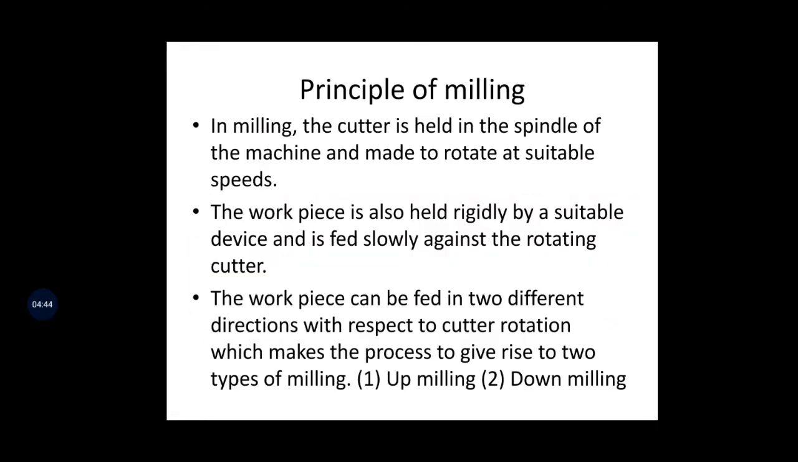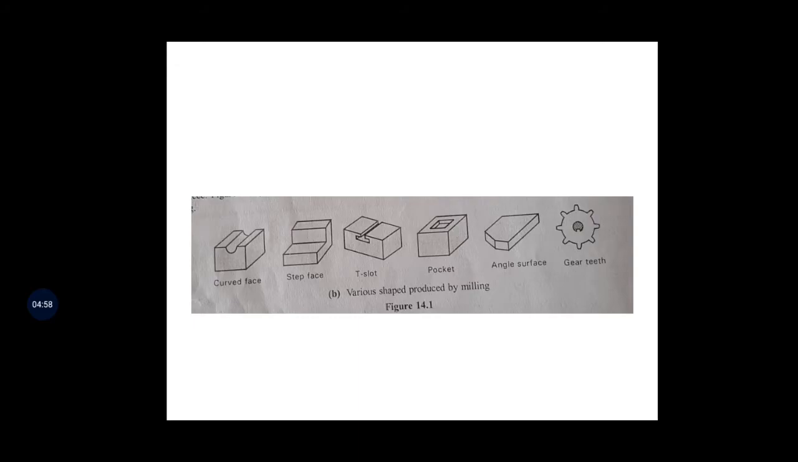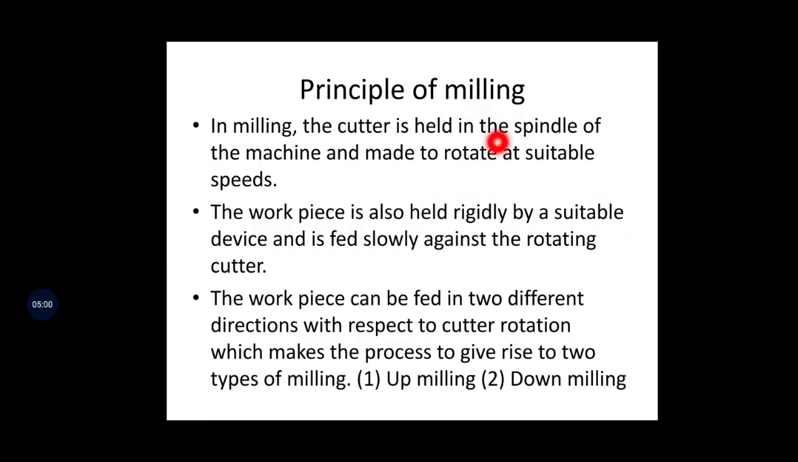Next, principle of milling. Very, very important. There are two types of milling: up milling and down milling. First, the cutter is held in the spindle of the machine and made to rotate at suitable speeds.